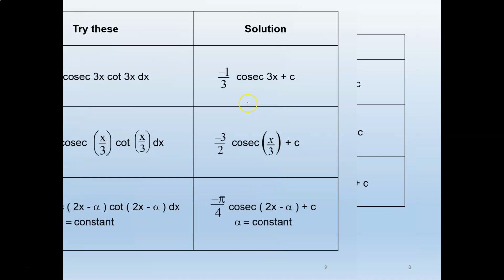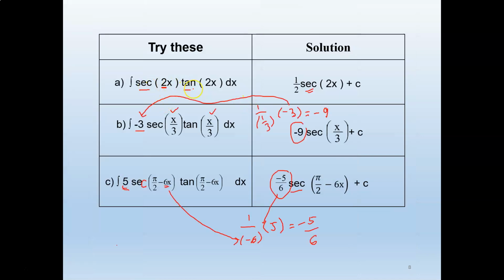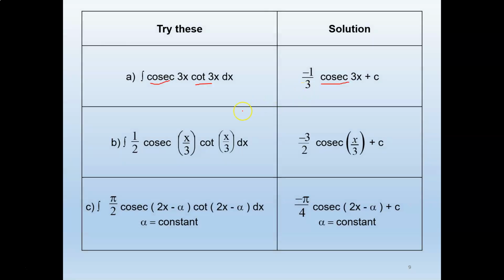Cosec saja. Macam yang tadi, bila kita ada sec and tangent, kita ambil sec saja, yang di depan saja. Bila kita integrate, dapat sec saja. So, it's the same for the cosec and cot punya case. When you have cosec and cot, you just ambil yang dekat depan saja. So, you have cosec 3x, the one in the bracket or inside here will remain cosec 3x plus c.